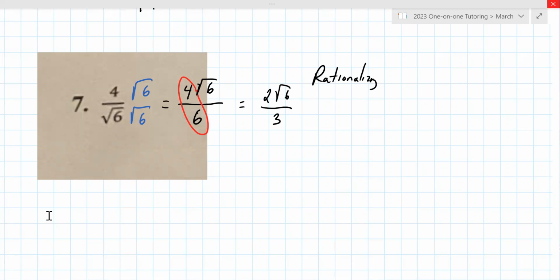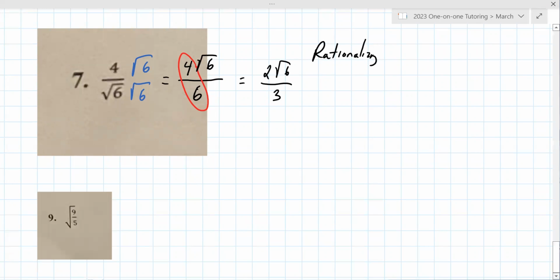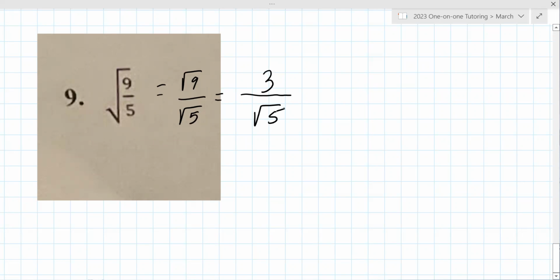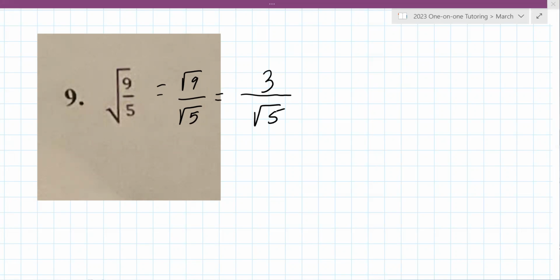All good. All right. So number 9 is like a mixture of 7 and 8. We're going to first break this apart by taking the square root of 9 and the square root of 5. What does the numerator become? 3. 3 over square root of 5. So this now looks a lot like 7, where you have to rationalize the bottom by multiplying by square root of 5 top and bottom. So go ahead and work that out. Let me know what you come up with, please.